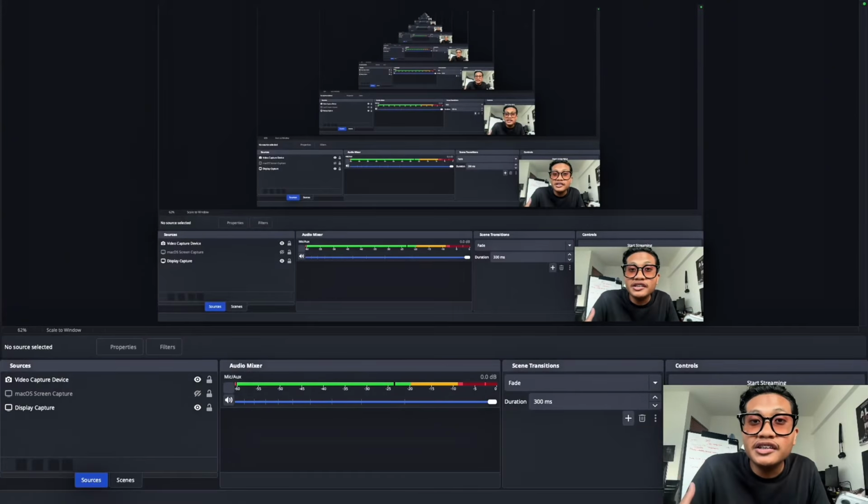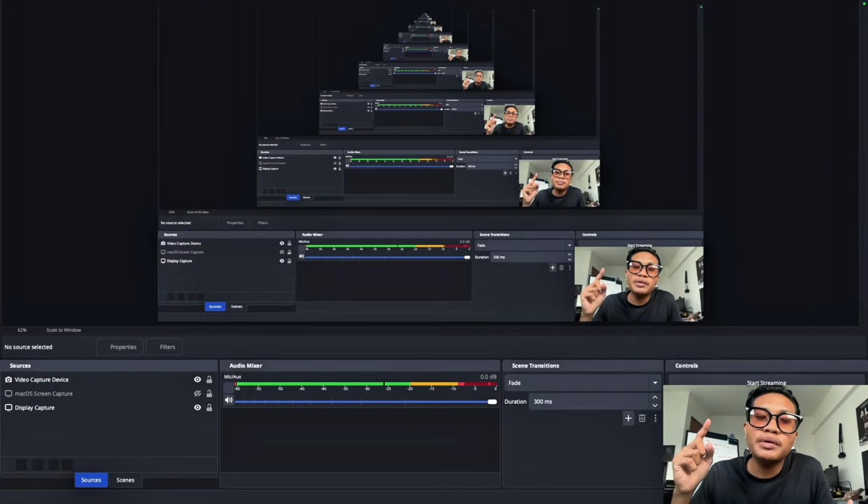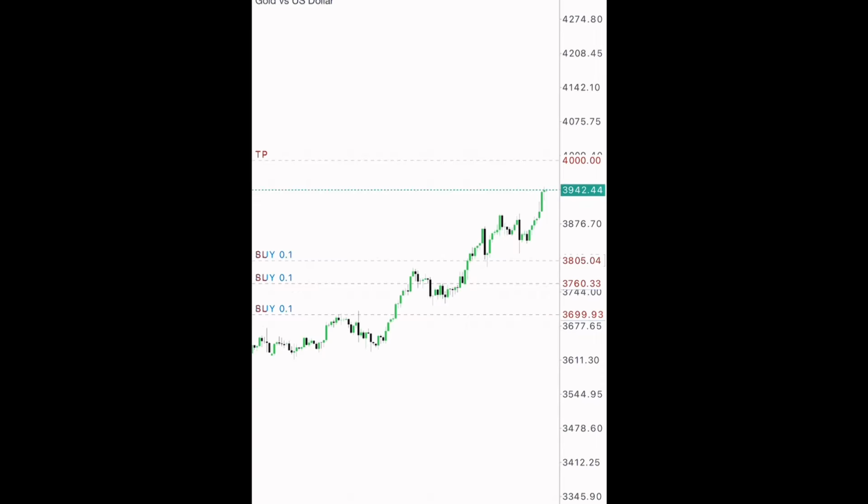Okay guys, here's how I managed to catch a 1000 pips movement from gold. So you guys can see, running 1000 pips.